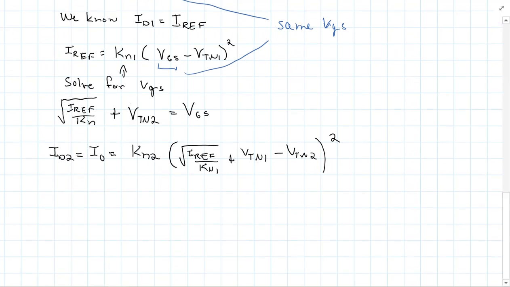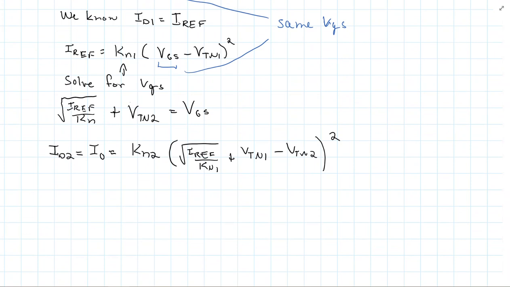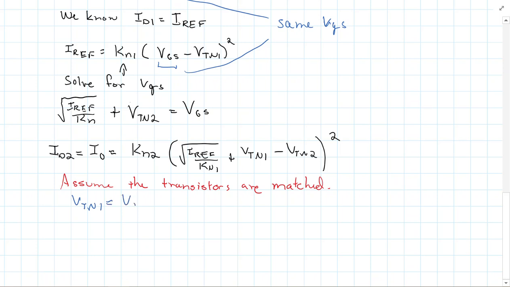Now, what's the assumption that we made with bipolars? We assumed that the bipolars were matched. We're going to make the same assumption here, that the transistors are matched. And then something really cool happens with the MOSFETs, because then we have that VTN1 is equal to VTN2, and Kn1 is equal to Kn2.